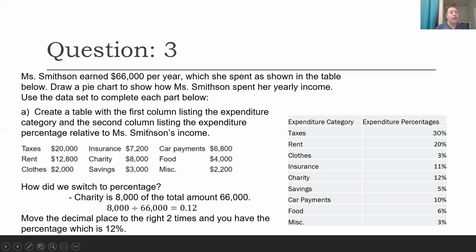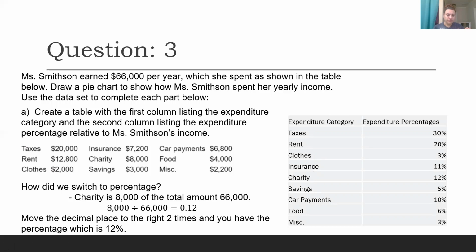Okay, so this is what we have. Her taxes were $20,000, rent was $12,800, clothes were $2,000, insurance was $7,200, charity was $8,000, savings was $3,000, car payments was $6,800, food was $4,000, and miscellaneous was $2,200. So this is what our expenditure category is: taxes, rent, clothes, insurance, charity, savings, car payments, food, and miscellaneous.